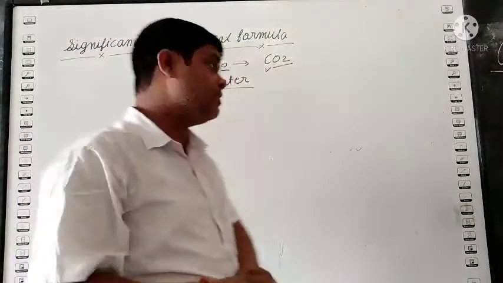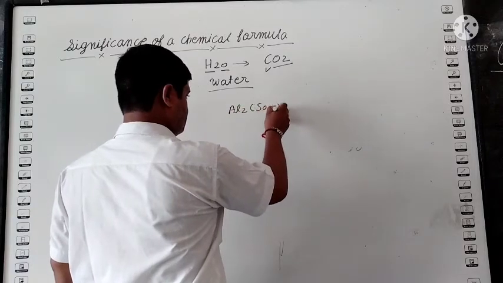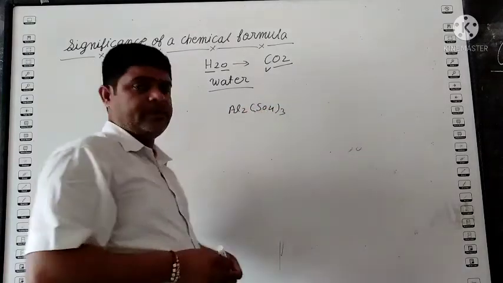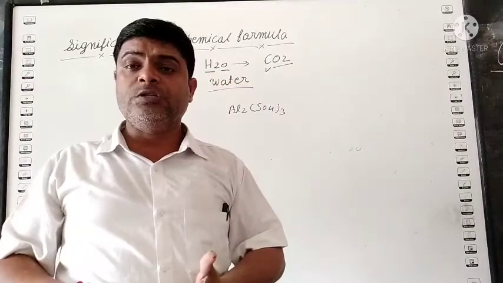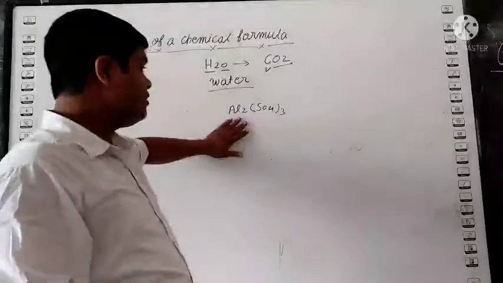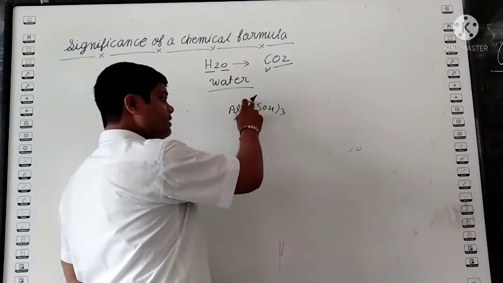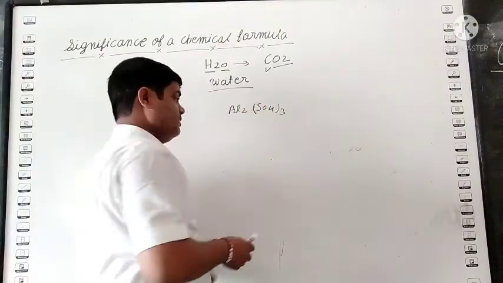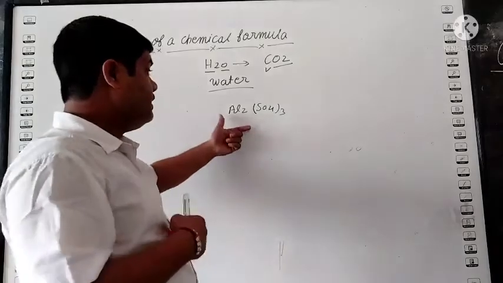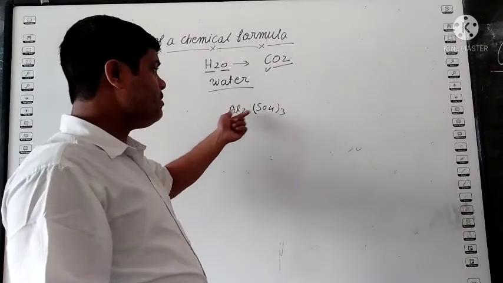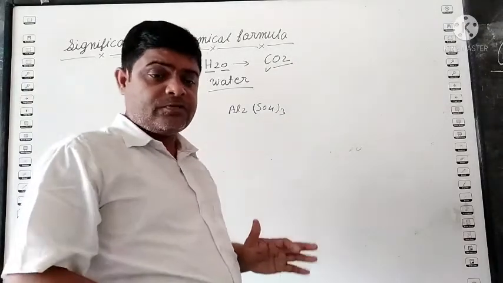Suppose we write the spelling aluminium sulfate, we do not get its composition. But when we write the formula of aluminium sulfate, we easily identify that it is made by an ion and radicals. Aluminium is the ion, sulfate is the radical. And we easily get that it is made by 2 aluminium, 3 sulfur and 12 oxygen. Clear? Next one, student.